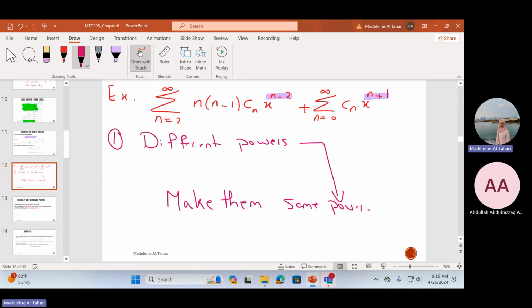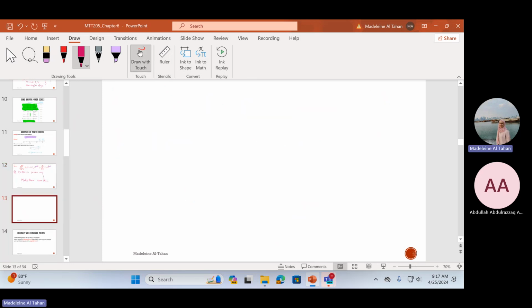Suppose here I'm starting at n equals 3, or we can have an example that starts at n equals 5. At this time, what I start with, I don't care about. I care first about the same power. Our aim is that we make them of the same power. We want to make them of the same power.